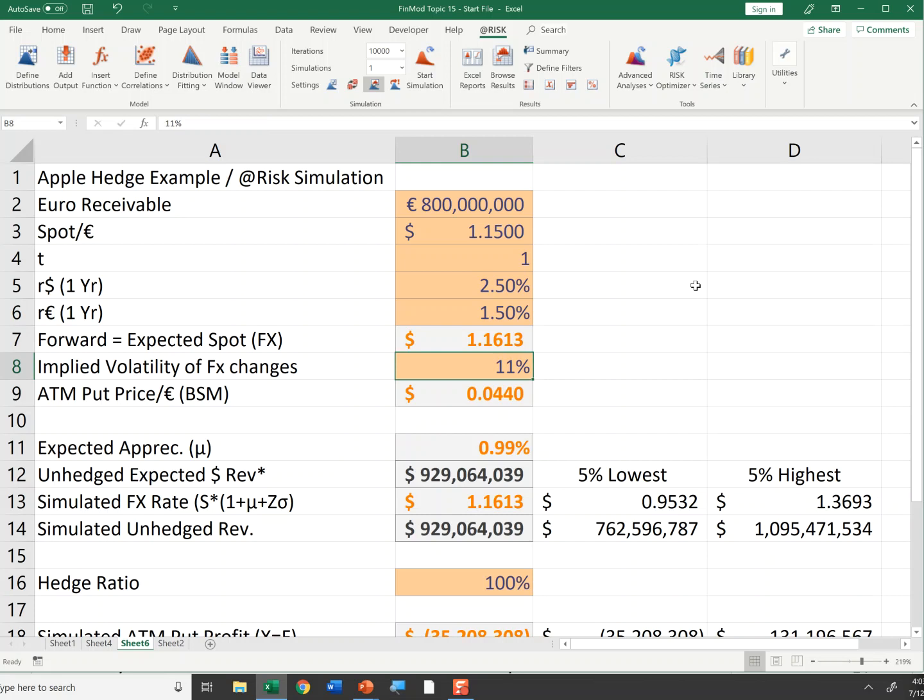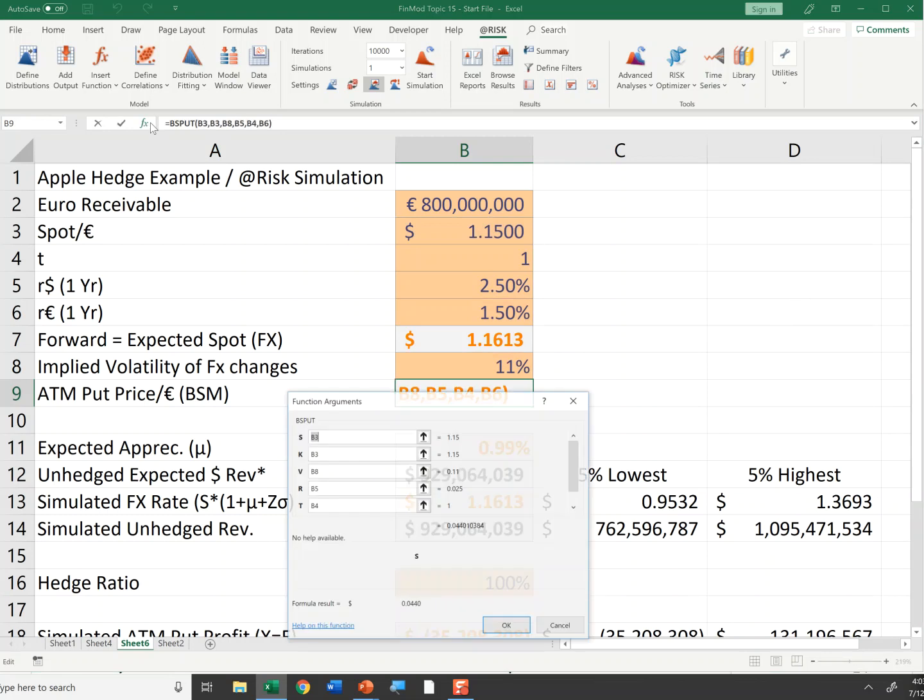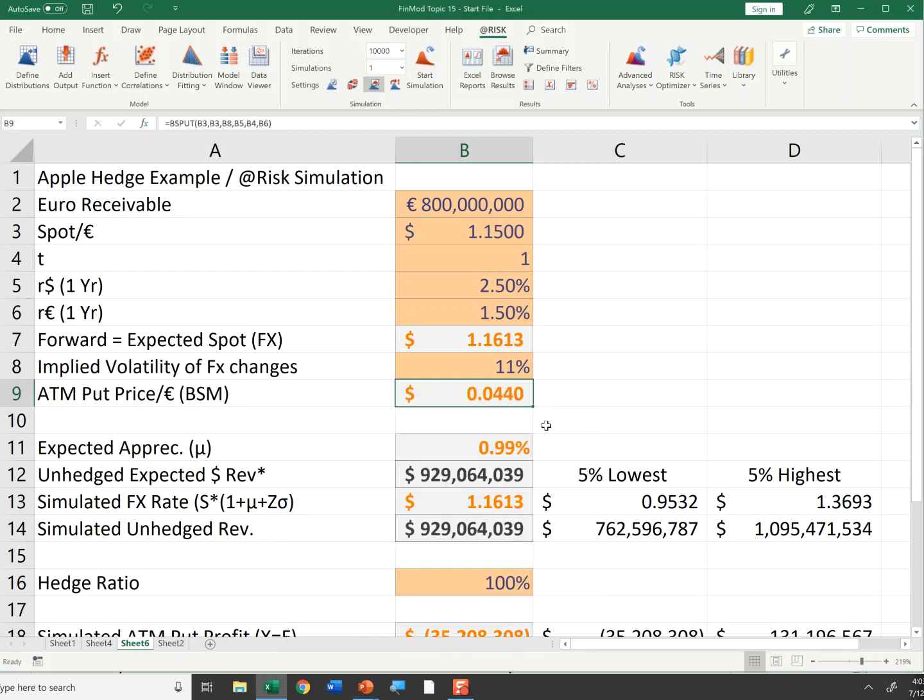Let's say the expected volatility of the euro is 11% per year. I then value a put on 1 euro by using my Black-Scholes formula. And notice under dividend yield, I go ahead and plug in the German or European risk-free rate. So that put should be selling at 4.4 cents per put. In other words, if you pay 4.4 cents, you have the option to sell a euro at $1.15 1 year from today. I then calculate the expected appreciation of the euro.